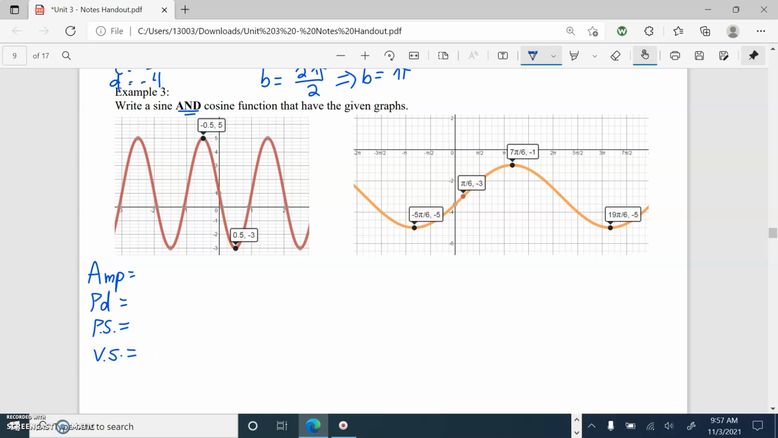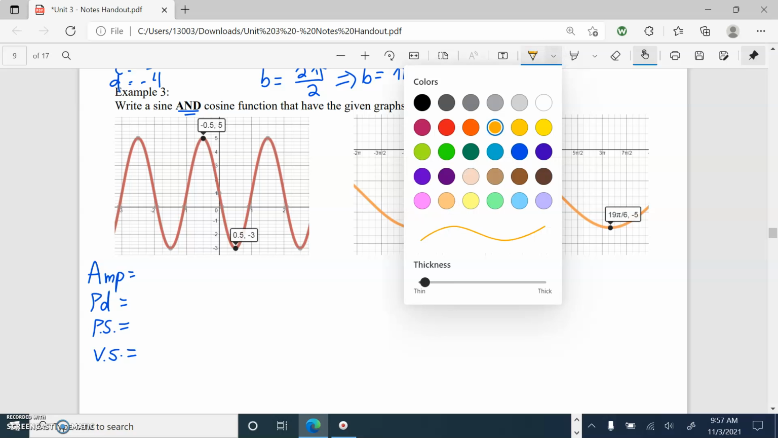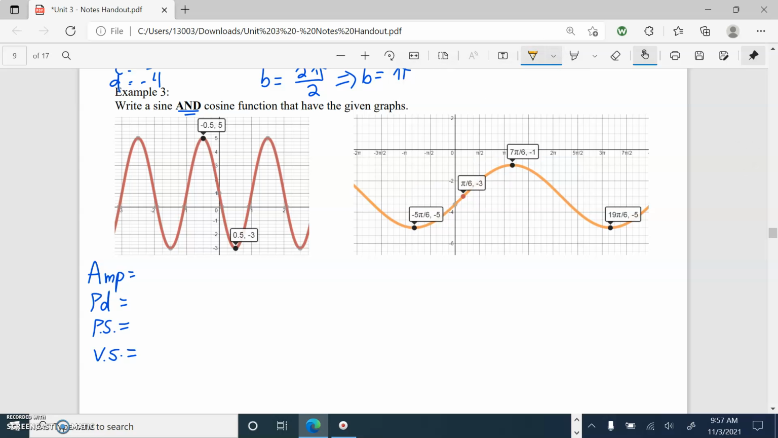Because what we can do is identify from the graph those 4 properties, and then from those 4 properties, like example 2, we can write those properties as our coefficients a, b, c, and d, finally getting then to the equation itself. So amplitude. Actually, the first thing I would recommend is let's identify our midline.